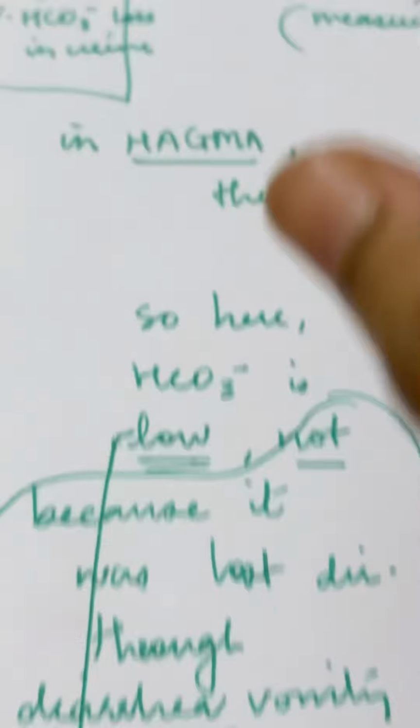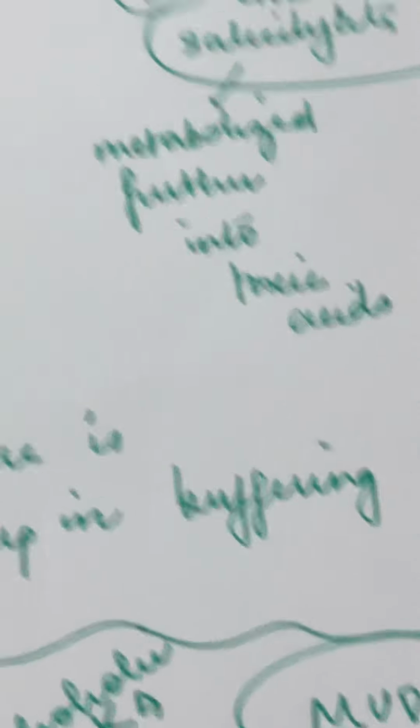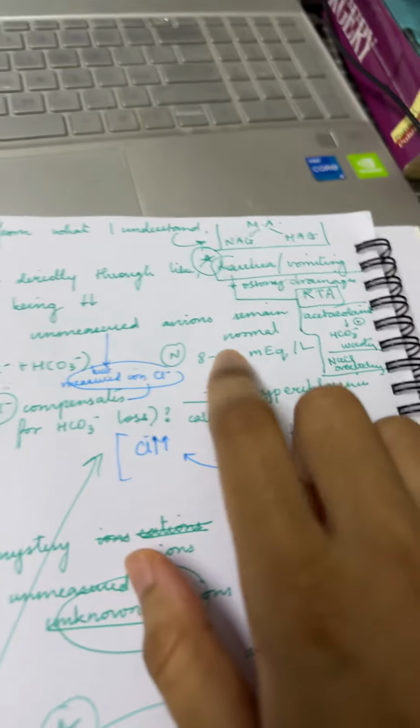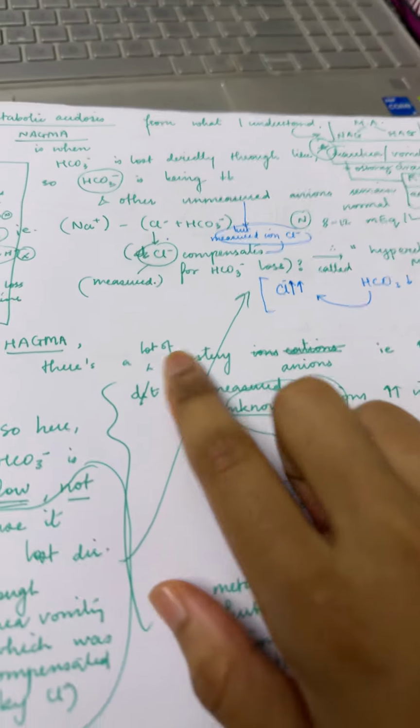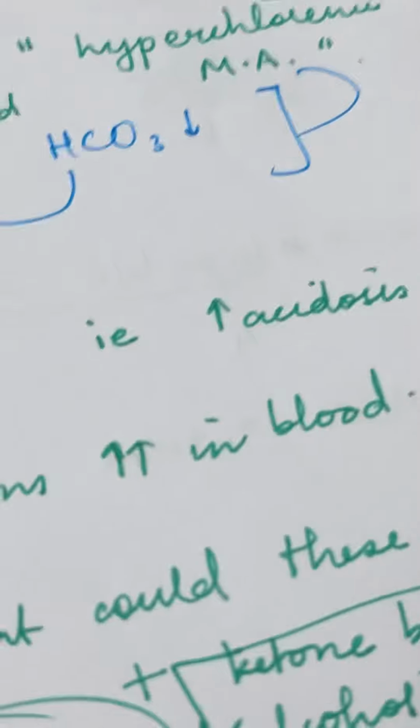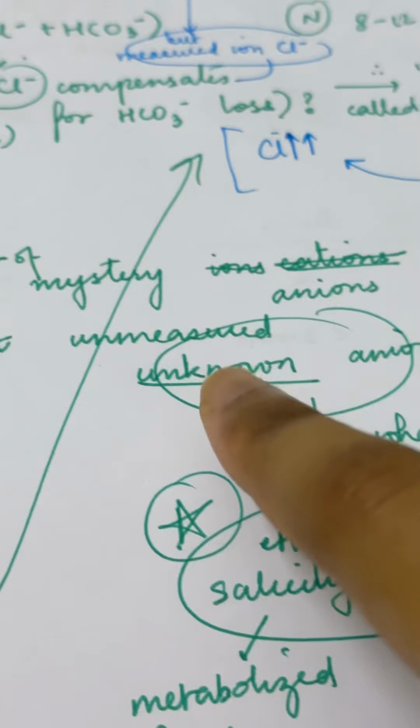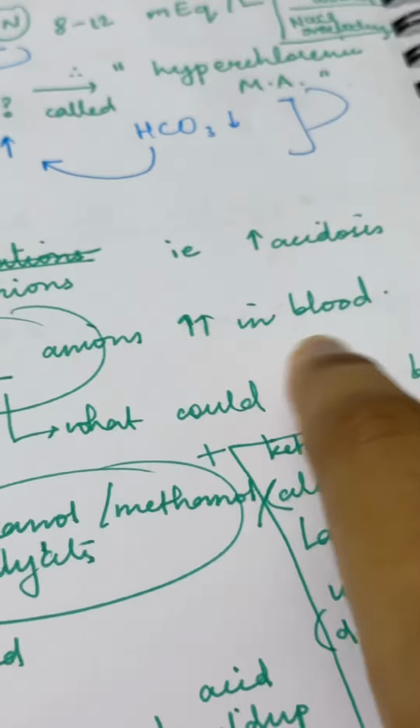When we come to HAGMA, put aside what you already know about HAGMA and mud pies. Let's actually try to understand. This anion gap, instead of remaining normal, has become high. Because apart from the unmeasured anions that we already knew of, we have a lot of mystery anions in the blood. Now, this is called high anion gap acidosis. So now we're talking about a lot of unmeasured, unknown anions, which have been increased. What are these? Let's find out.